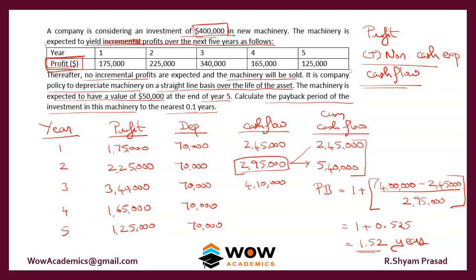So first to work out, solve this part. The answer comes to like 1,55,000. Then divided by 2,95,000. So you got the answer. The payback is in 1.5 years.